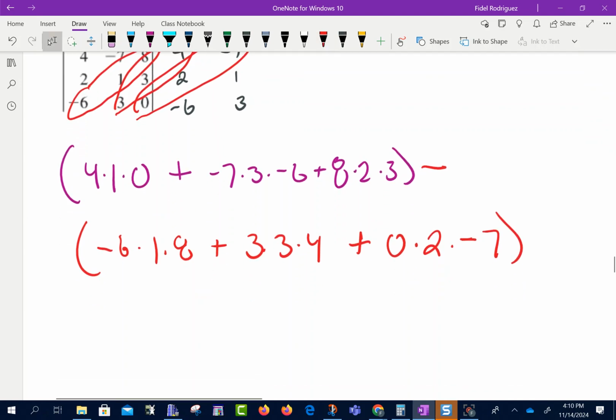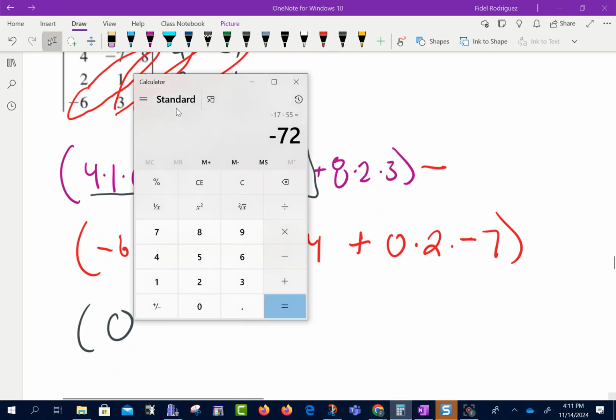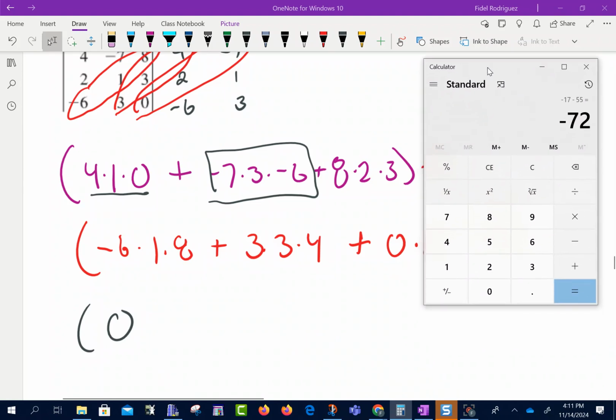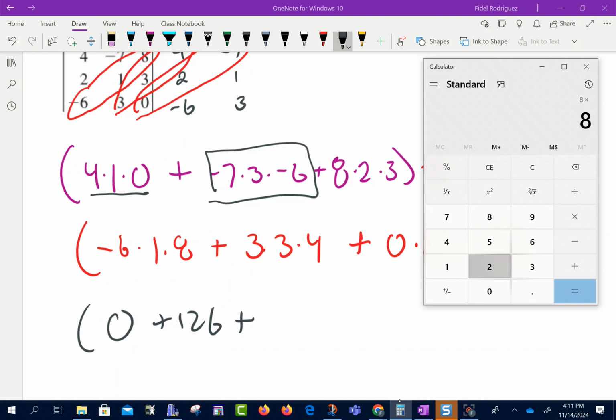Okay. So y'all, we're going to go really slow here. Okay. Look, 4 times 1 times 0, boom, that's 0. I know that. Okay, I'm going to look at these numbers. So y'all, I'm going to grab my calculator real quick, move this over. Let's clear this out. So a negative times a negative, positive. I'm not going to worry about my negative sign. 7 times 3 times 6, 126. So plus 126 plus 8 times 2 times 3, 8 times 2 times 3, 48.